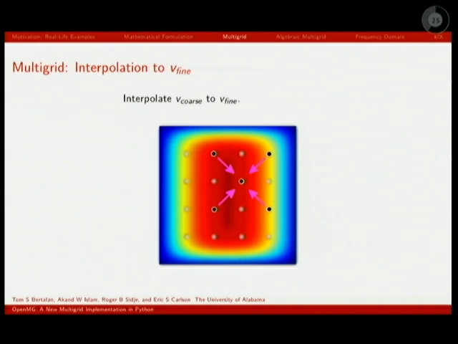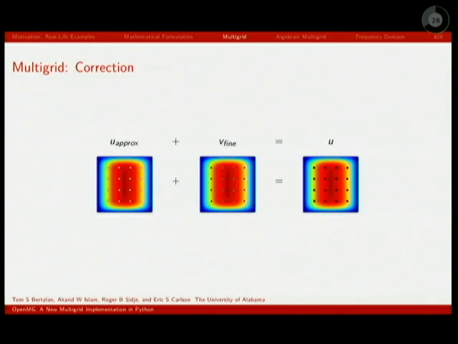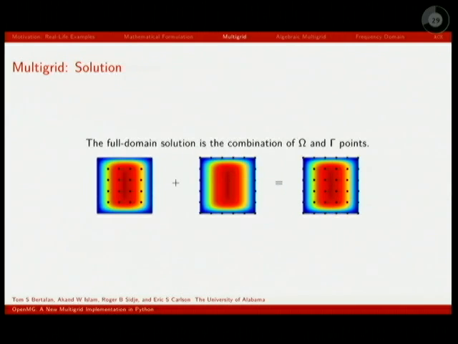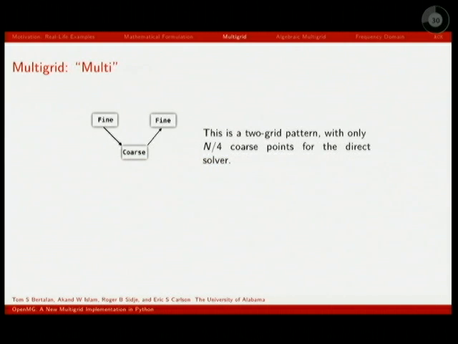Once you have a direct solution for that correction, you have to interpolate it across the domain. And then, when you have a correction across the whole of the domain, you add it onto your initial iterative approximation, and you get something that's closer to the true value. And then when you combine that with your boundary conditions, of course, you know the solution across the whole object. So what I just described is a 2-grid pattern.